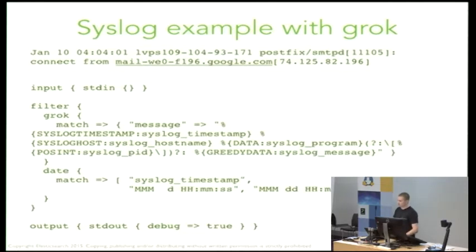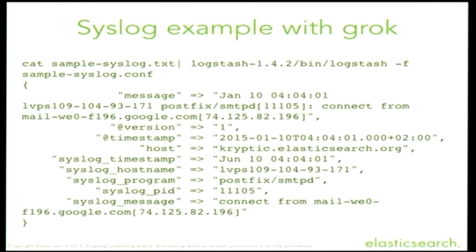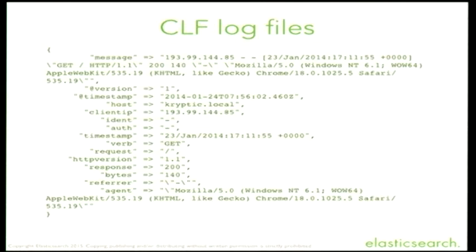So this is a postfix example. We've got a bit more of a complex Grok filter. We've also standardized, we're doing a date filter. And then again, we're spitting it back out. And this is what you get. This is where you can start to see you're getting more value out of your logs. You're getting things like your program or your PID. You've got the original message at the top as well. This is CLF, so Apache or Nginx, as most people will probably know it.